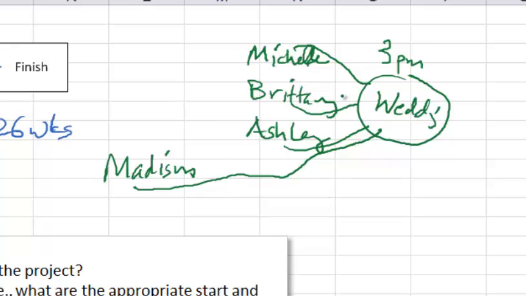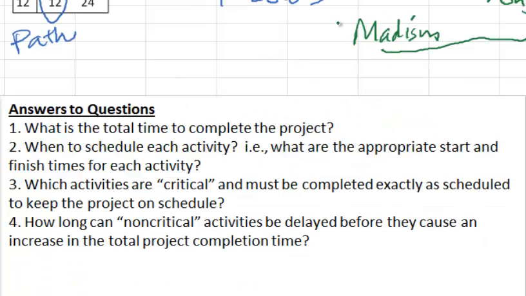Everybody has to show up. You can't just choose one of them, but everybody has to show up. So the point of identifying the critical path is it tells you which path you need to pay special attention to.